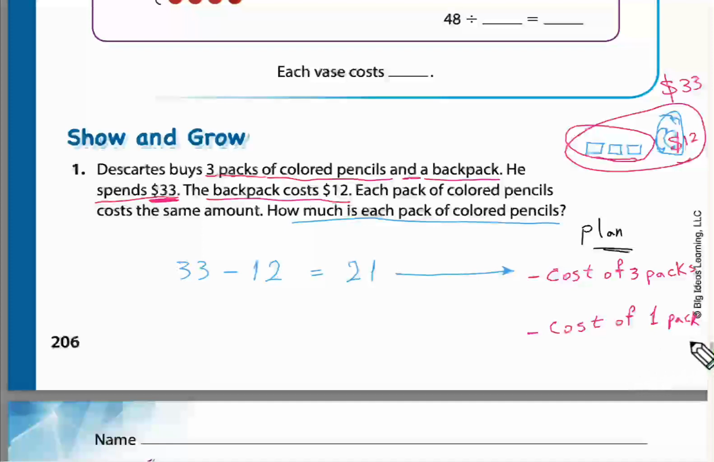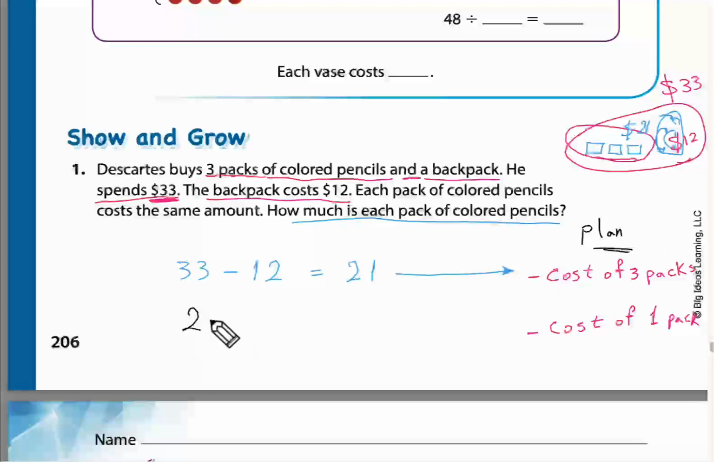Now, what is the cost of one pack? These three packs cost $21. Now we need to find the cost of each one of the packs of colors, each one of them. Each of them has the same, yes, exactly. Each of them has seven. How can you get the seven?